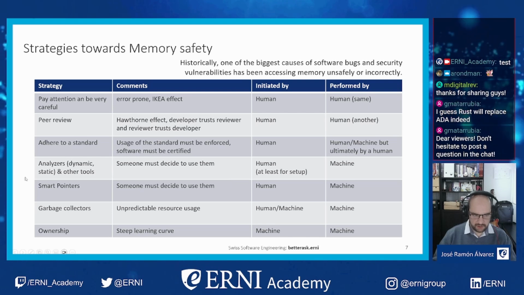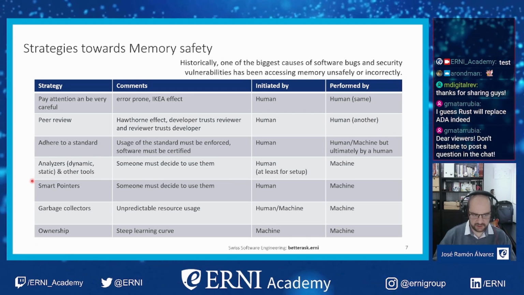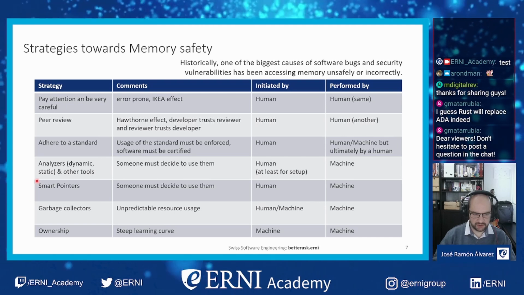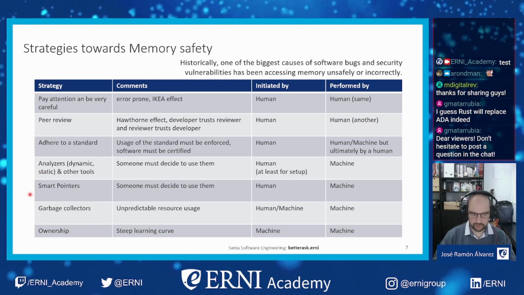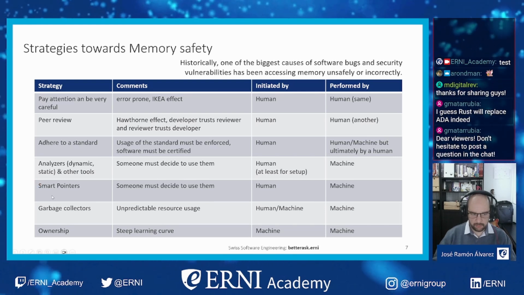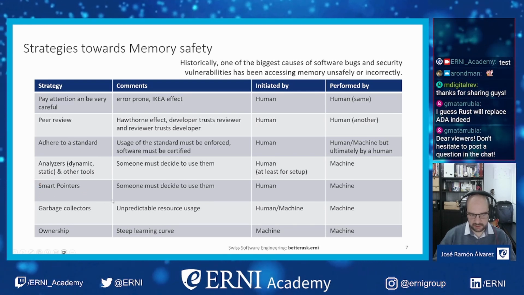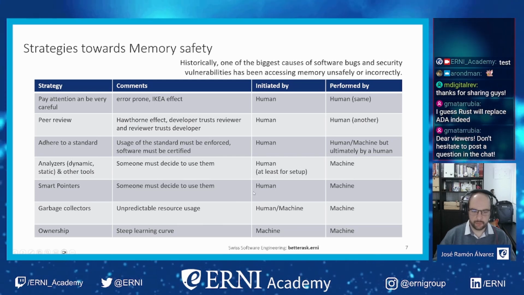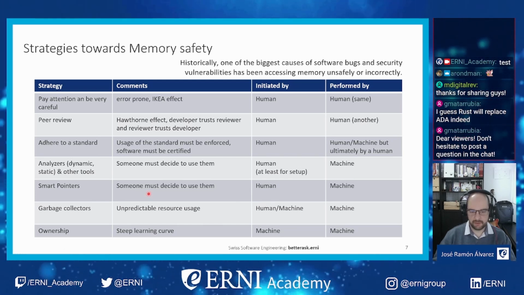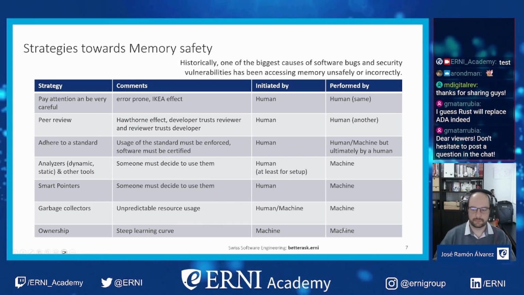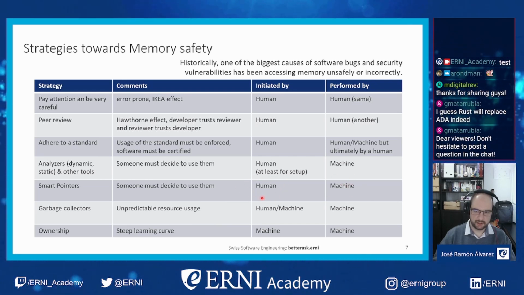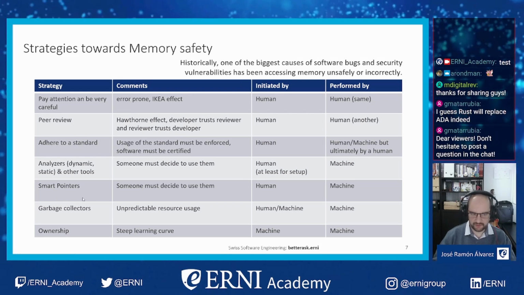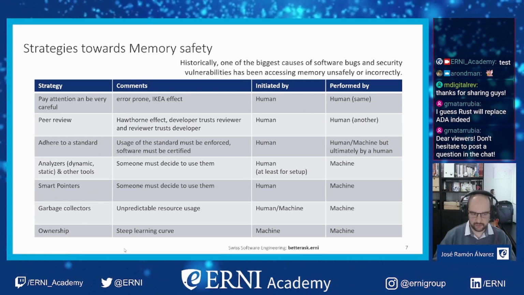And then we have another group. These last three are different from the others in the sense that they are included in the language. They are nearer to the code. So we have smart pointers like the ones in C++, which work very well if you remember to use them. They are automated, but still they have to be initiated by a human. But they are part, or almost part, of the language. They are super near to the code.